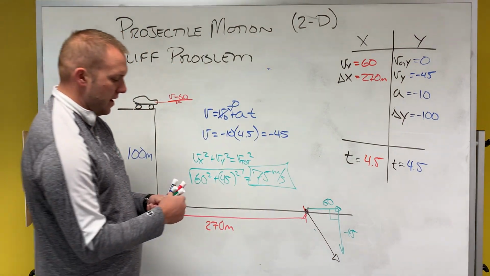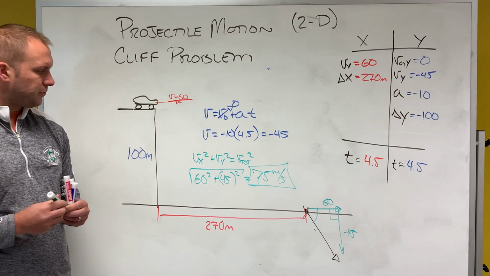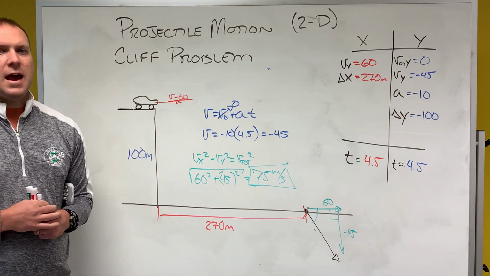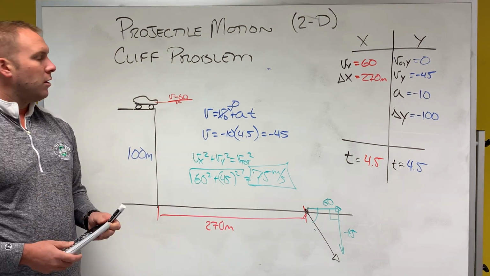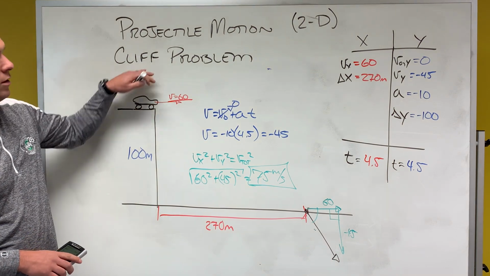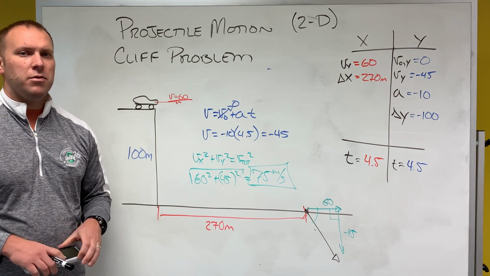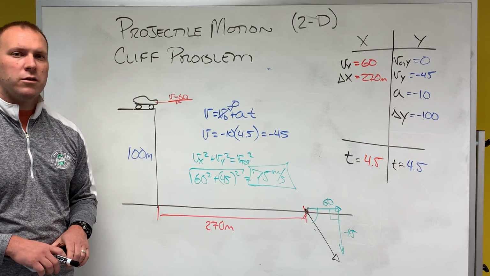Again, if I wanted to find the angle with that, I could do the inverse tangent, or arctan, and determine what angle it's actually going to be hitting the ground with. In our next video, I'll just show a quick example of what I call a cannon problem, which is the other common form of the projectile motion problem that we'll run into in physics.